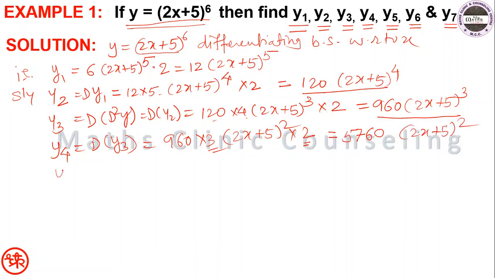Is that clear? Then y5 is what? d of y4. Is that clear? And that is equal to d of y4, means this. How much will it come?